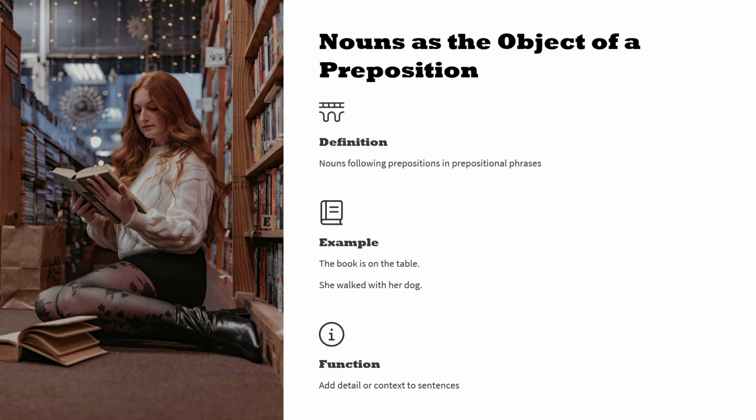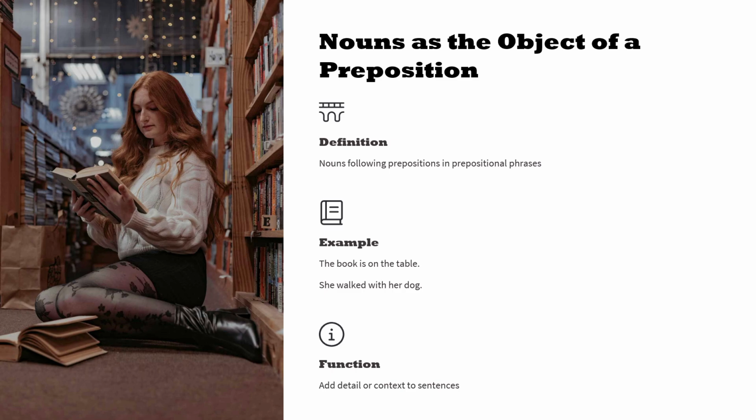For the first sentence: the book is on the table. In this sentence, on is the preposition and the table is the object of the preposition. The phrase on the table tells us where the book is located. As a second sentence: she walked with her dog. Here, with is the preposition and her dog is the object of the preposition. The phrase with her dog adds context by telling us who she walked with.